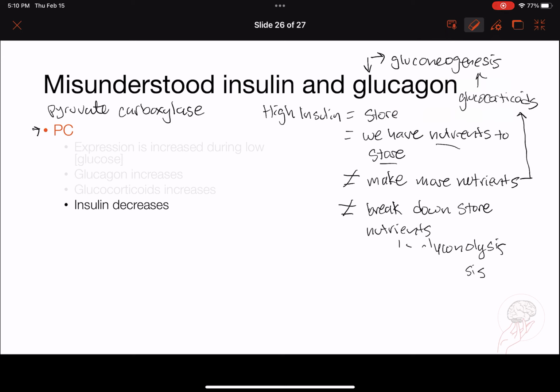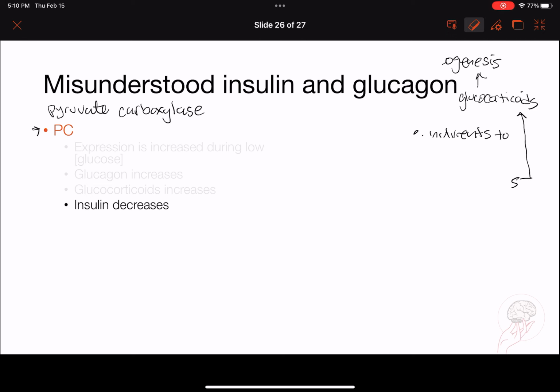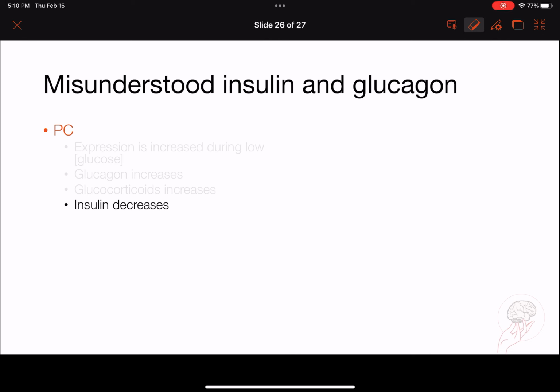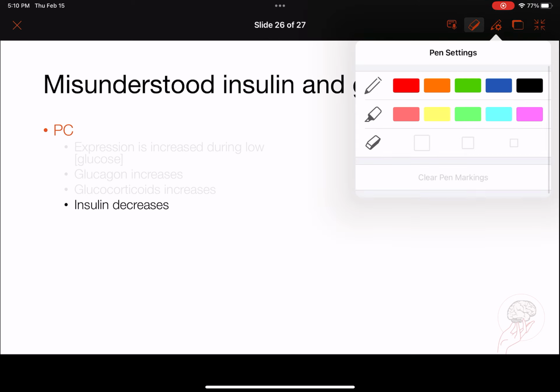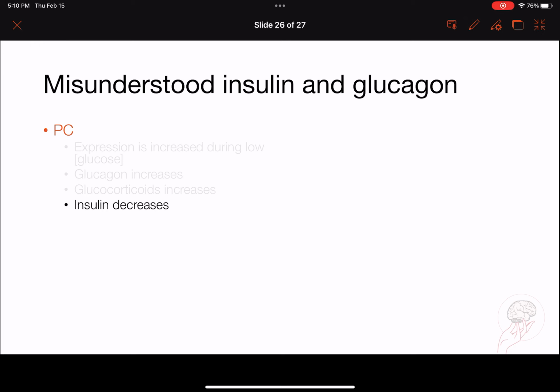All right, now I'm going to erase this because I know there's more coming. And also, pyruvate carboxylase is going to work to maintain TCA cycle intermediates. So when we don't have enough nutrients, we don't want to just burn up everything that's in the TCA cycle. We want to maintain those intermediates so that the cycle is ready to go right when we get more nutrients.